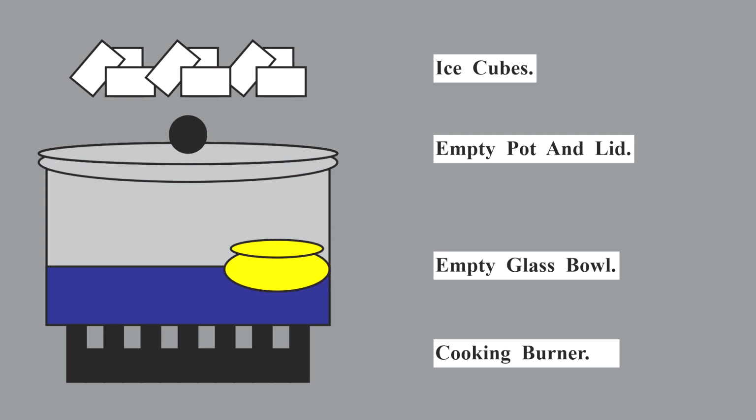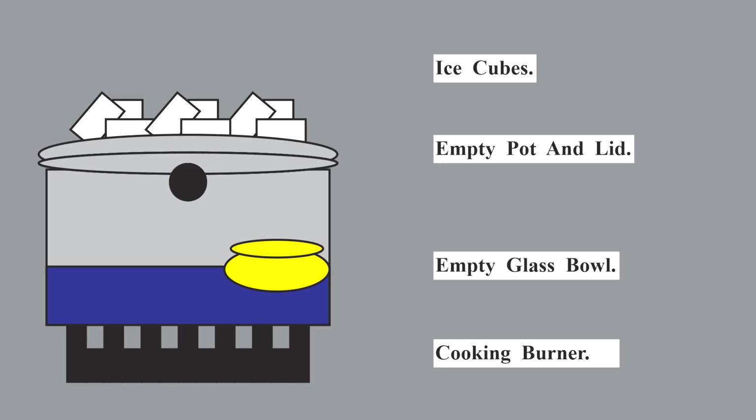First, fill the pot a little less than halfway with tap water. Then place the small empty glass bowl into the pot so it floats around. Next, turn the pot lid upside down and place the pot lid back onto the pot. Then place as many ice cubes as you can into the pot lid. Then turn the cooking burner on.